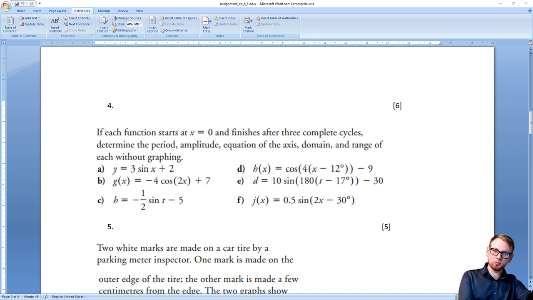No, just break it down. 4a, y equals 3 sine x plus 2. It has 3 complete cycles. Determine the period, amplitude, equation of the axis, domain, and range, without graphing. Pretty simple and straightforward.